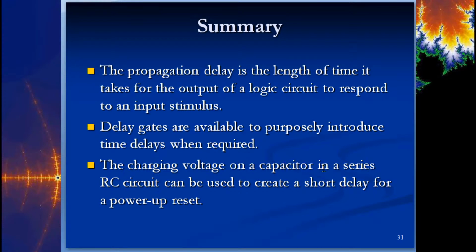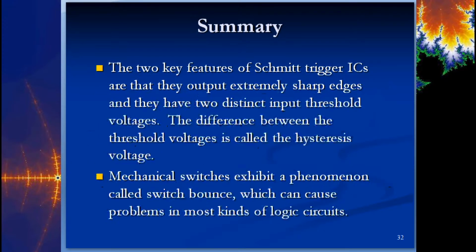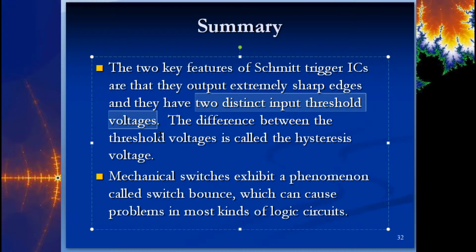Changing voltage on a capacitor in series with a resistor, a series RC circuit, can be used to create a short delay for a power-up reset, the automatic reset. That's kind of nice. And the two key features of Schmitt triggers are that they have very sharp 90-degree edges, and they have hysteresis, which means they have two distinct input threshold voltages, a positive-going threshold and a negative-going threshold. And there it is, the hysteresis. Mechanical switches exhibit a phenomenon called switch bounce, which means that when the switch actually makes physical contact, it bounces slightly. There's an oscillation.